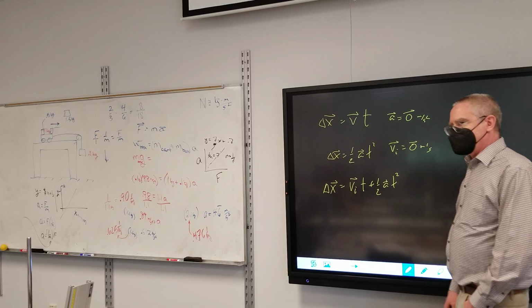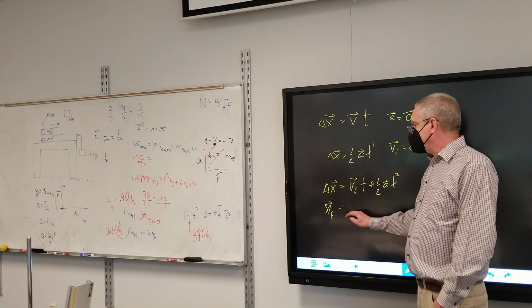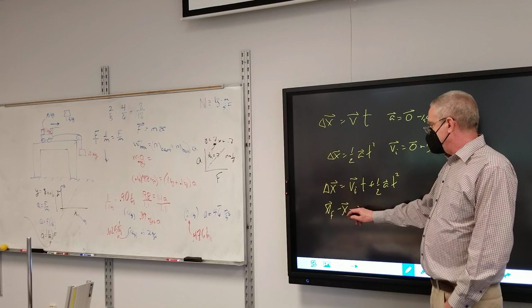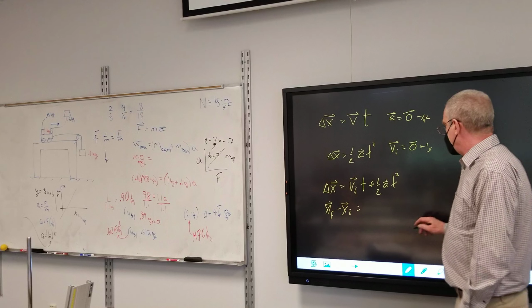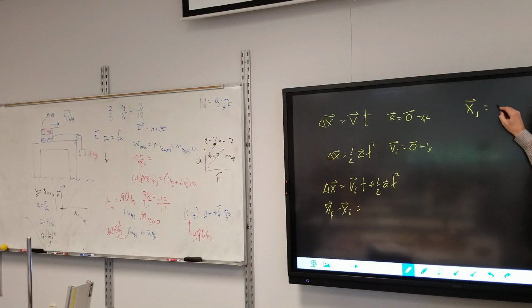I'm going to change this around just a little bit. This is final position minus initial position. That's just the change, which is equal to all that. I'm going to add initial position to the other side. So what I end up with is x final. My final position is just my initial position plus my initial velocity times time plus 1/2 at squared.